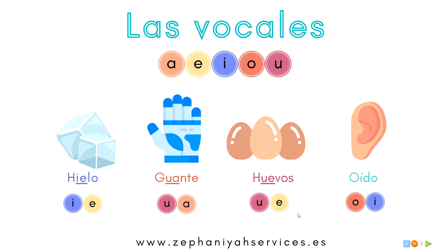Now, let's continue. Las vocales. A, E, I, O, U. Now, let's see these combinations. Estas combinaciones. I, E. Hielo. Hielo. ¿Quieres hielo? Do you want some ice with your drink? For example. U-A. Guante. Guante. You try. Excellent.